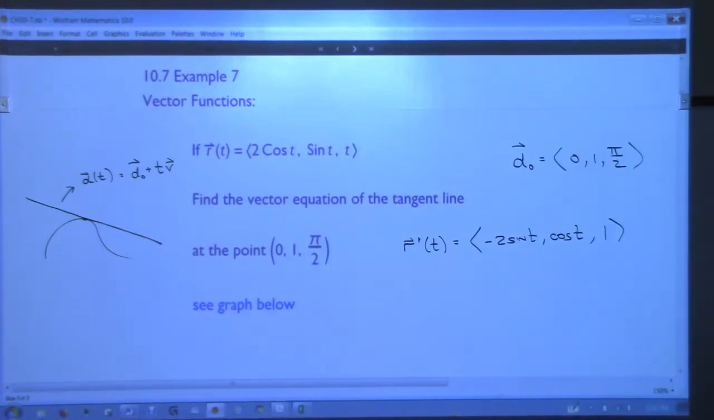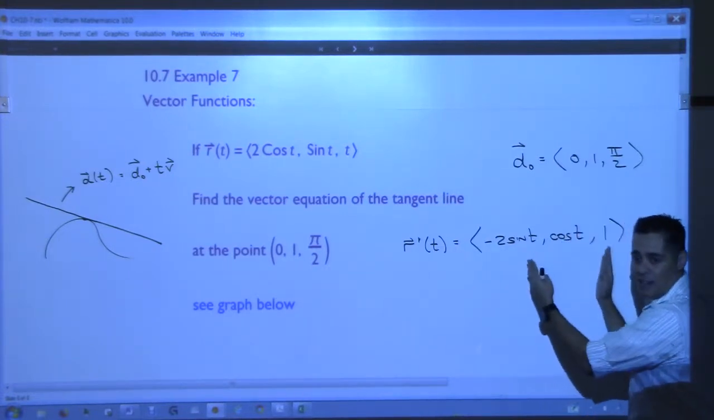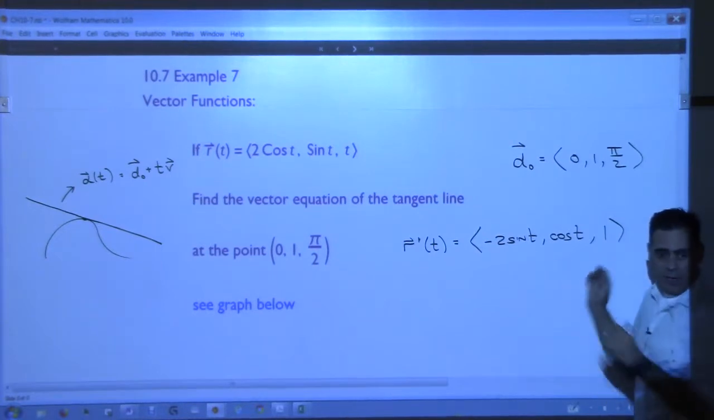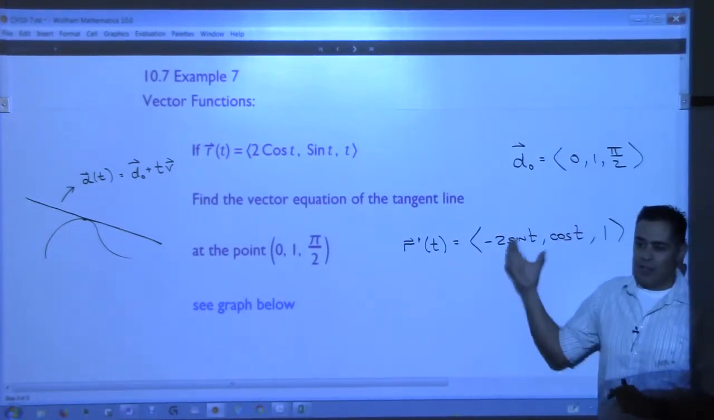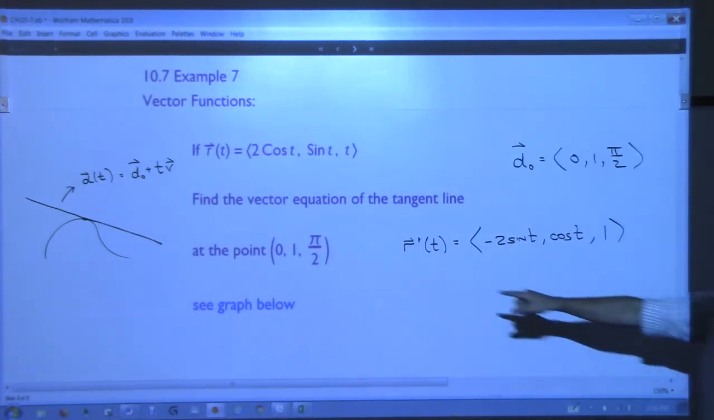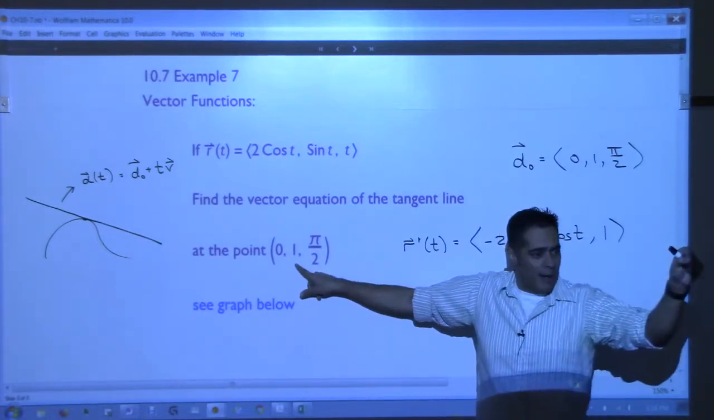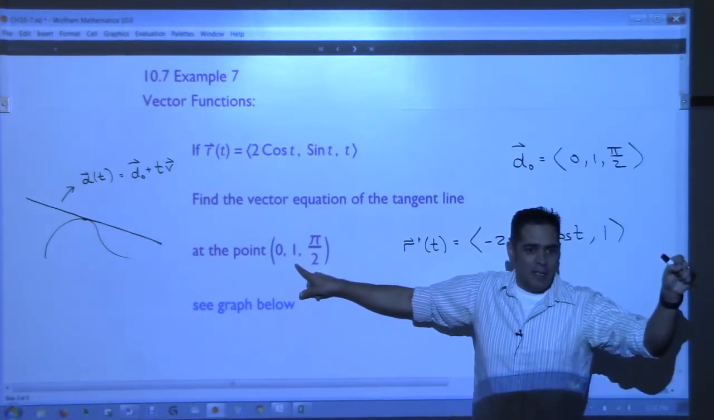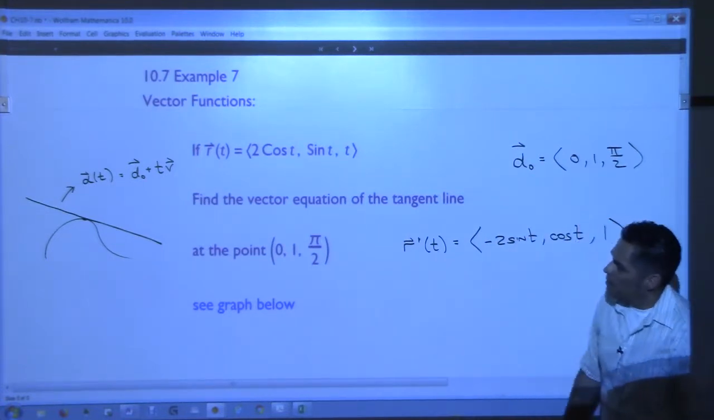Now, this is the part that I guess is a little tricky, because we actually need to plug in t to get the exact vector, don't we? This gives us just a general answer. We need to see where we are on the curve. I know I'm here, but that doesn't give me t. That just tells me where I am. So how am I going to figure out what t to use here?